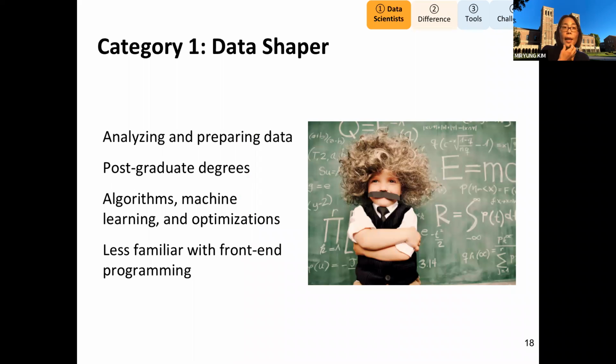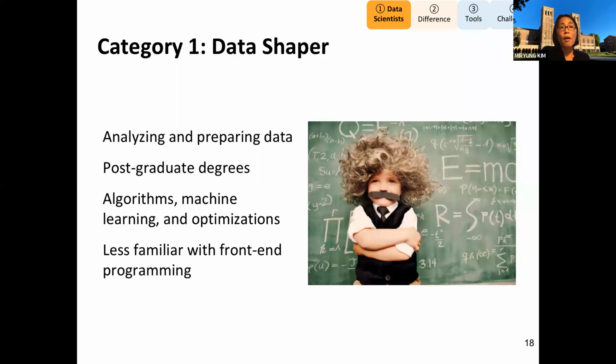So the first category, I named the data shaper. This category of people are the ones you think of as machine learning hackers. They spend a significant amount of time analyzing data and preparing data. They have a higher concentration of postgraduate degrees. Many come with a master's or PhD degree. And they're very skilled with algorithms, machine learning, and numerical optimization.